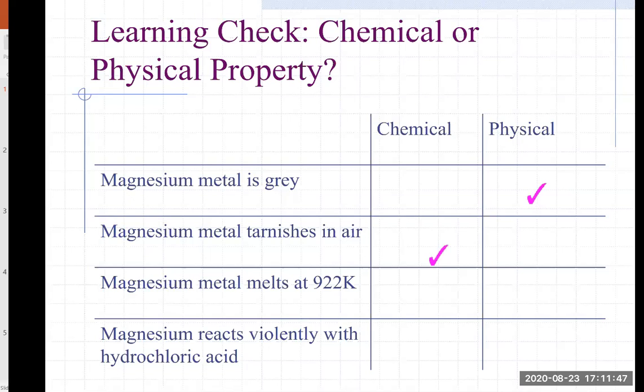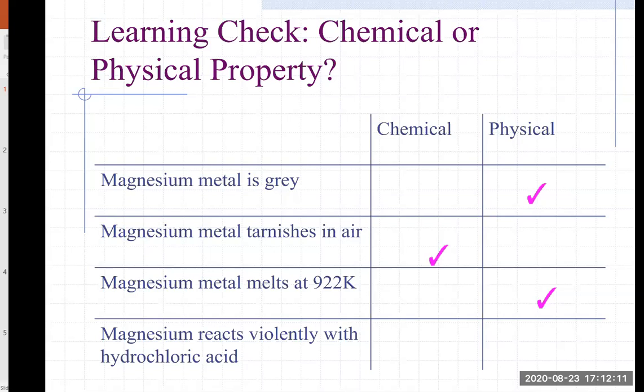Magnesium metal melts at 922 K. Well, if you think about it, once the magnesium metal has melted at that high temperature, if we put that magnesium metal back to room temperature, it's still going to be magnesium, but it's going to solidify. So there hasn't been any change in chemical composition, only a change in the physical state. So that's a physical property.